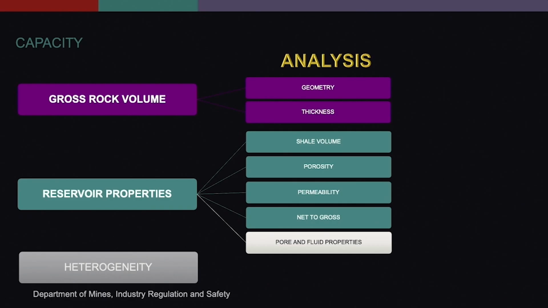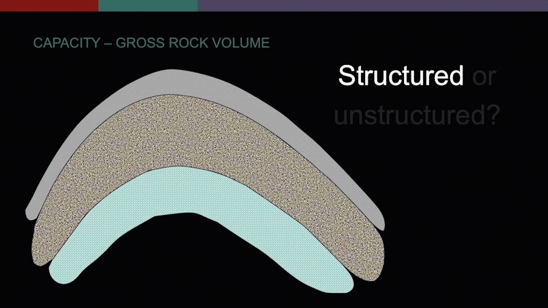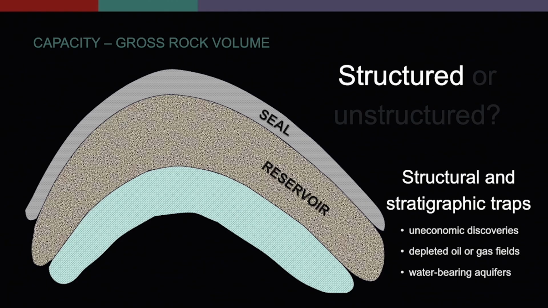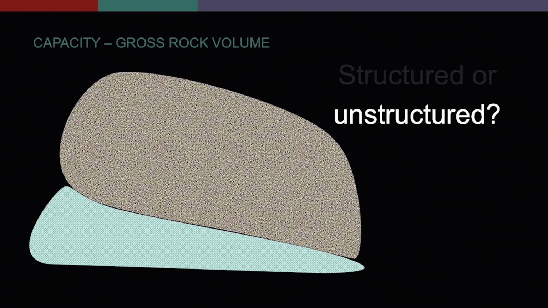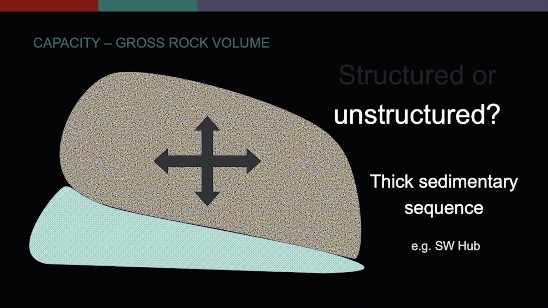There are many aspects that need to be considered to define capacity. First, we need to consider gross rock volume. Sequestration targets can be structured or stratigraphic. These targets require reservoir and seal pairs. They include uneconomic discoveries, depleted oil and gas fields, and water-bearing aquifers. Or they can be unstructured, like the Southwest Hub CCS Research Project Area of Interest.